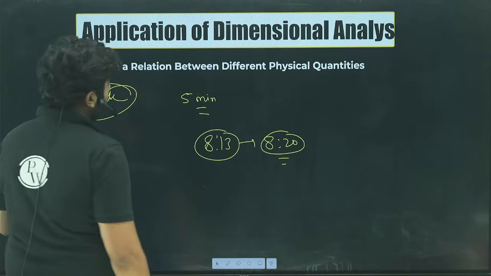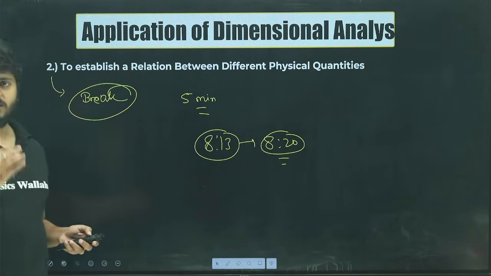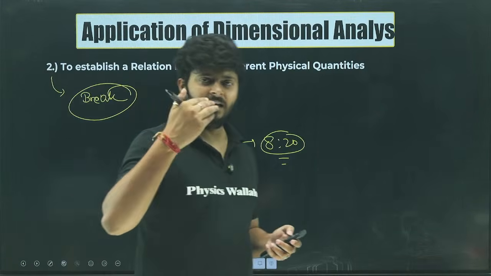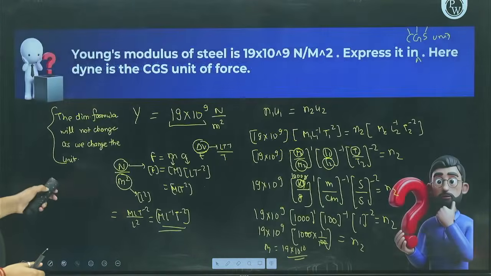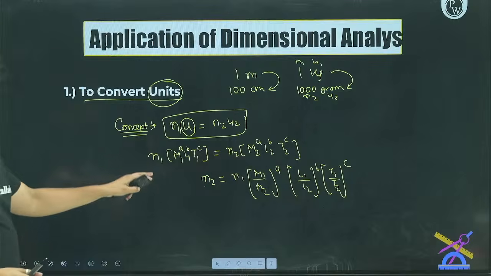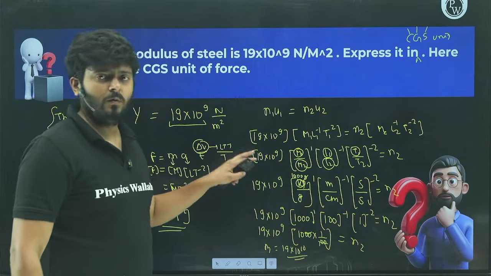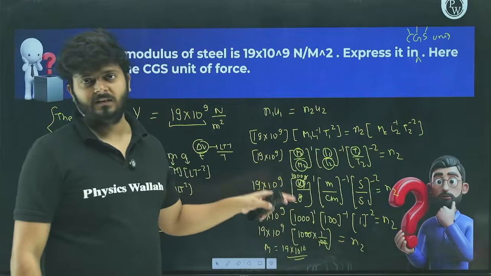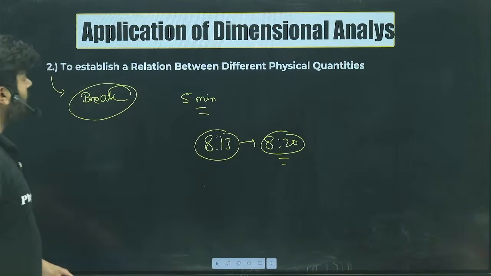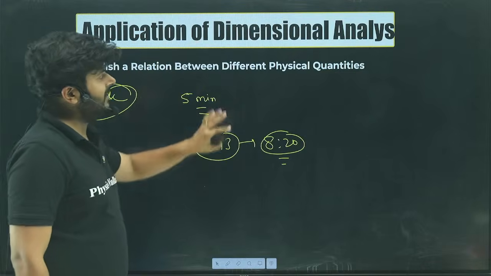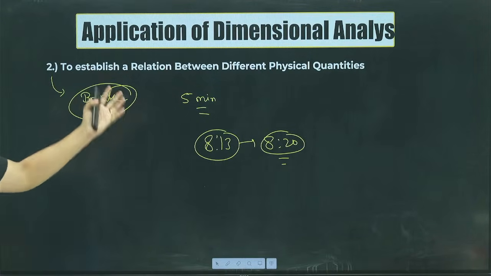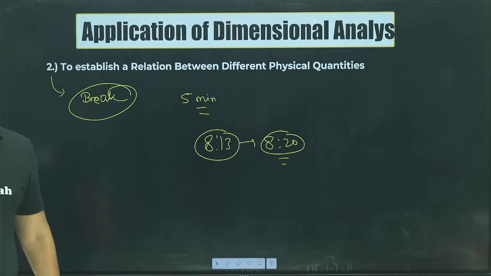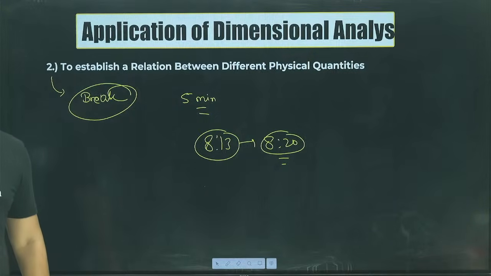So the next application of dimensional analysis. So far we have talked about dimensional analysis and its applications. The first application is already very clear, right? Which is conversion of units. And we solved a numerical to learn how to convert units using dimensional analysis. Now we have to apply the concept of dimensional analysis to another thing. We have to talk about how to establish a relation between different physical quantities using dimensional analysis.